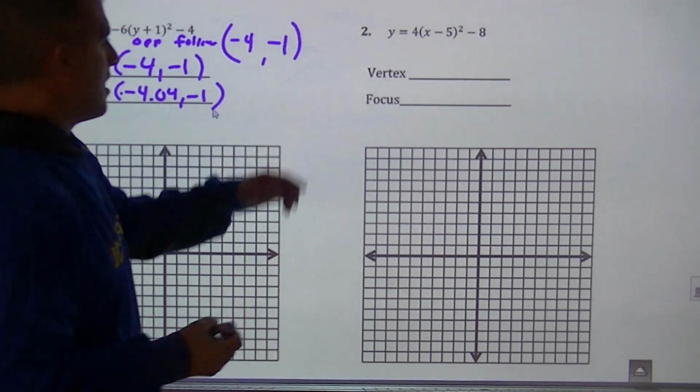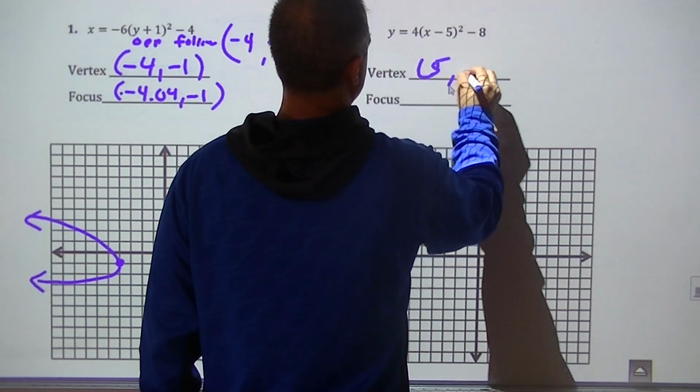Okay? Same thing here, my vertex will be 5, -8.